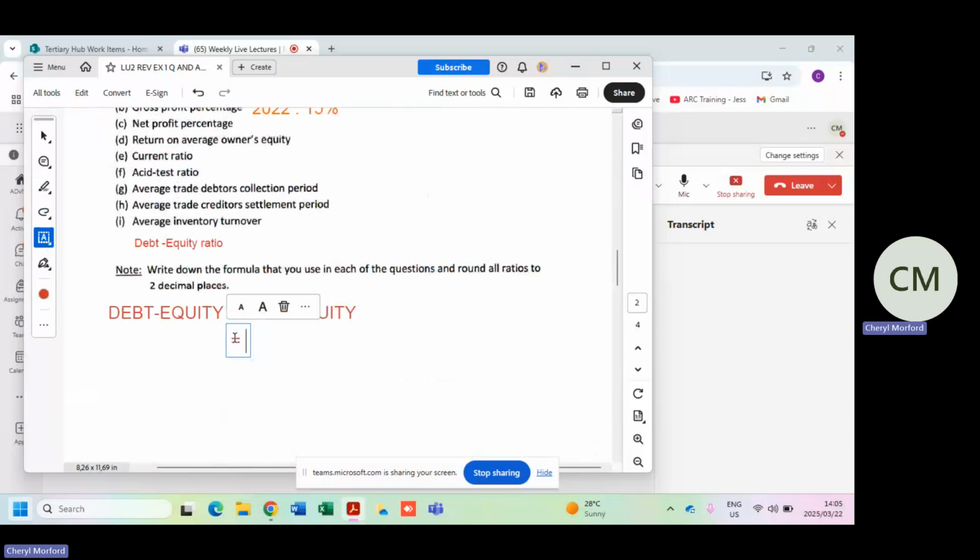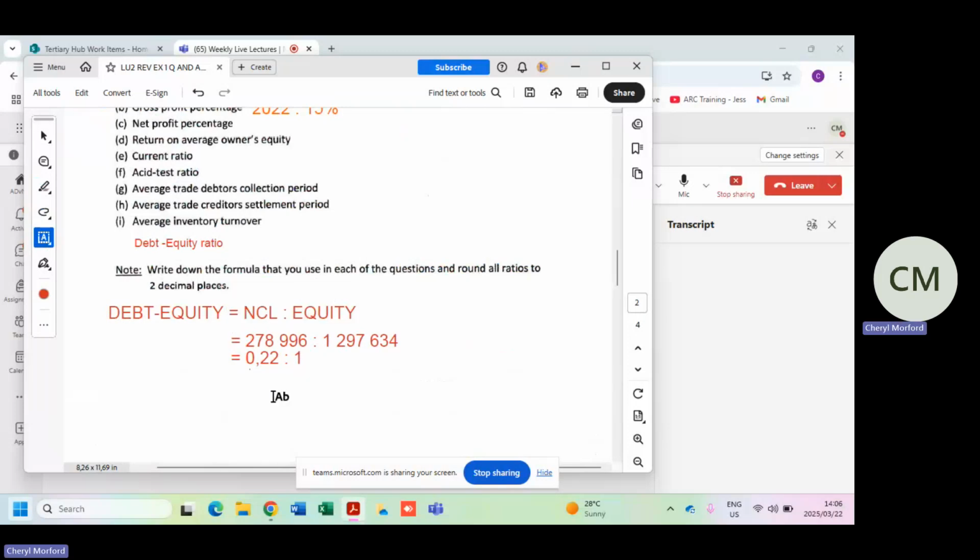So we're going to say 278,996 is to the equity of 1,297,634. And then we are going to get our final answer. And this is 0.22 is to 1.